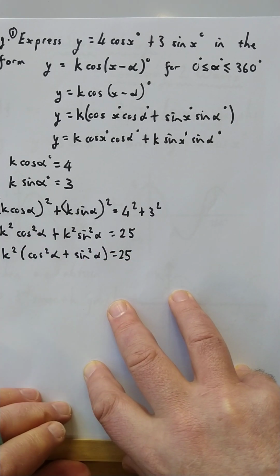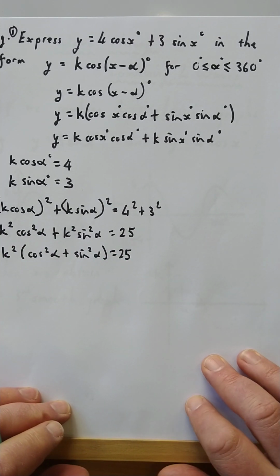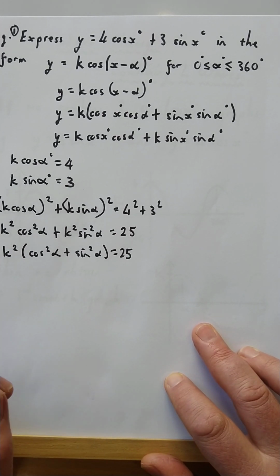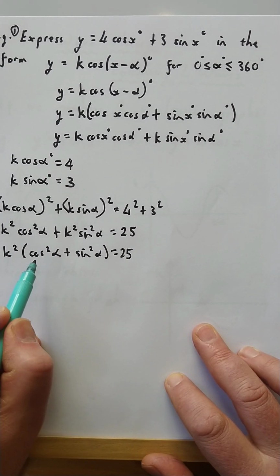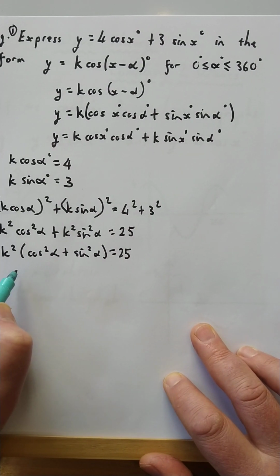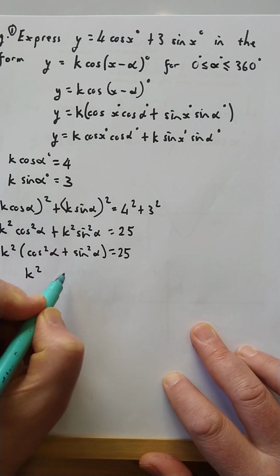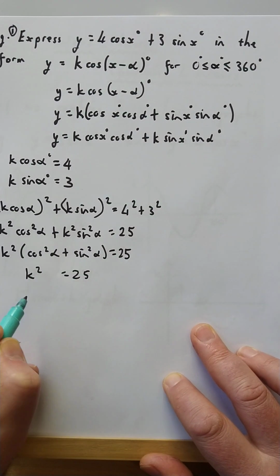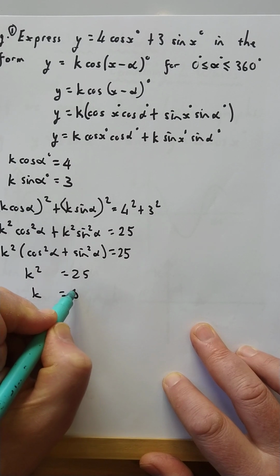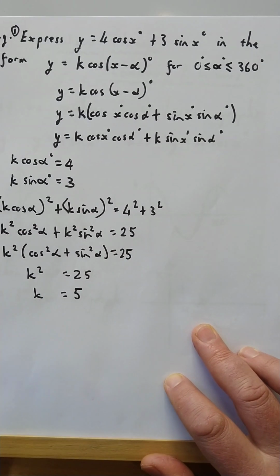But we learned in 4th year, or in Nat 5, that there are two equations that we had to know for that exam, one being sine squared plus cos squared for a given angle is always equal to 1. In other words, k squared times 1, so k squared is 25, so k must be 5. And k is an amplitude, it's a positive value.